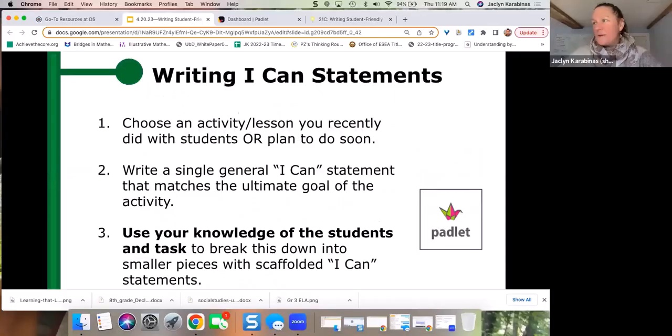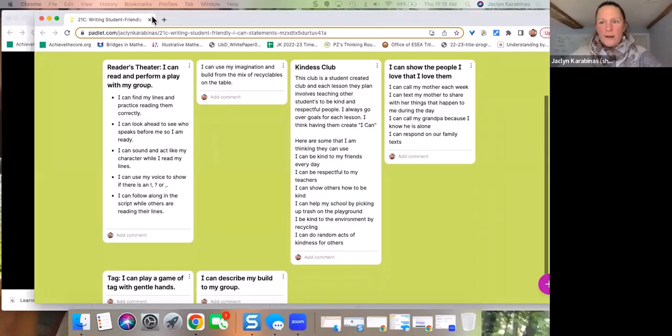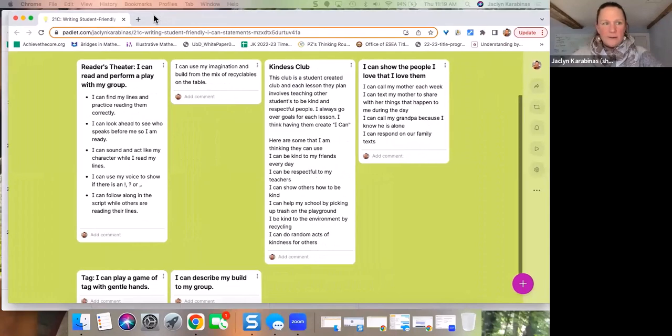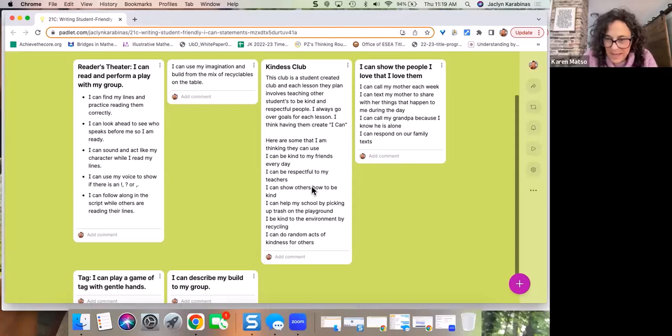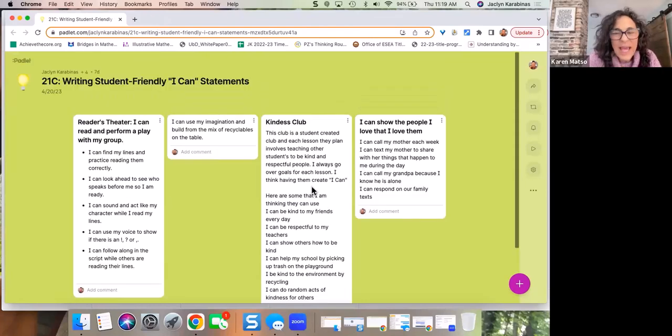Just for those who are going to watch the recording, I'm going to shift over. Can you see my Padlet now on the screen? Am I sharing that screen? Yeah, just because I know some will watch in the recording.